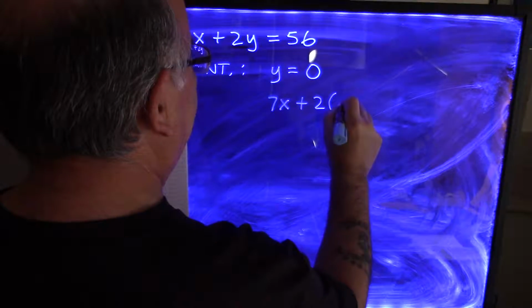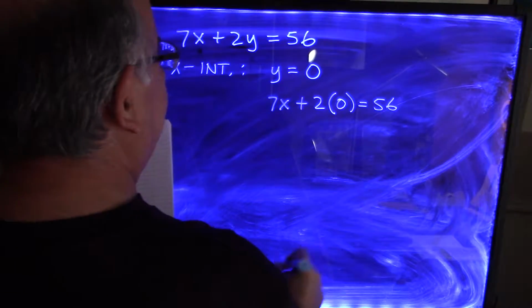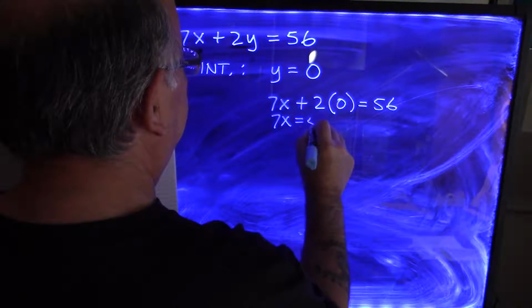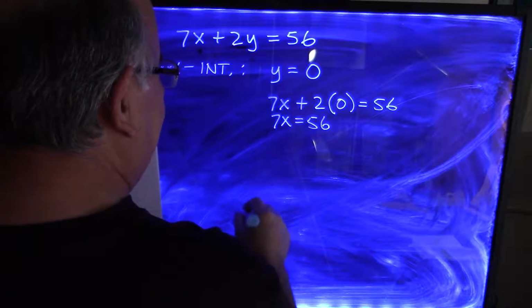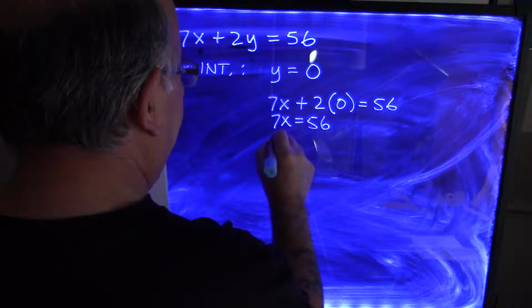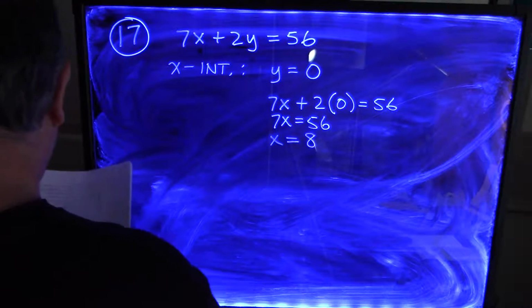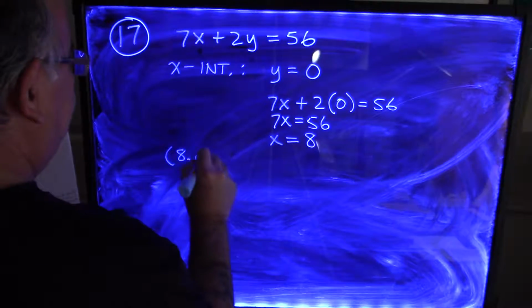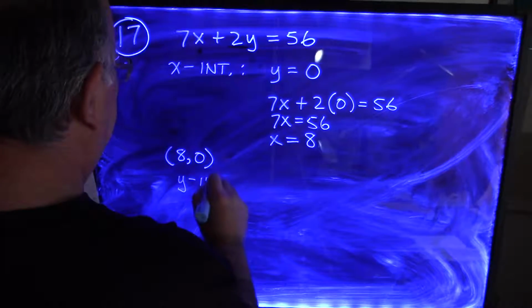So we have 7x plus 2 times 0 equals 56. So that's just 7x equals 56. And if you remember your arithmetic, 8 times 7 is 56, so that's x equals 8. Alright, so we have the point 8, 0, and then the y-intercept.